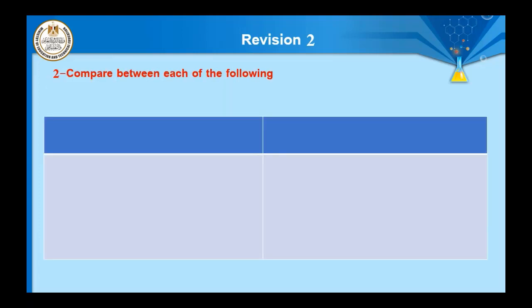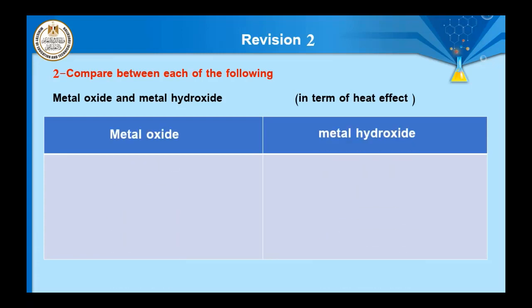Another type of question in this revision: compare between each of the following. Metal oxide and metal hydroxide in terms of heat effect. We know that thermal decomposition reactions can be classified into 5 types. One of them is metal oxide and the second is metal hydroxide. In metal oxide, we know that it decomposes into metal and oxygen.